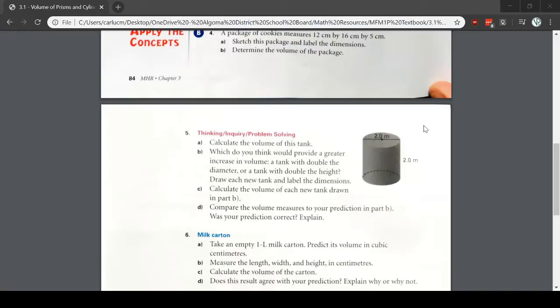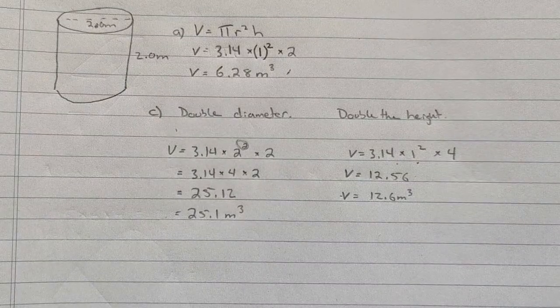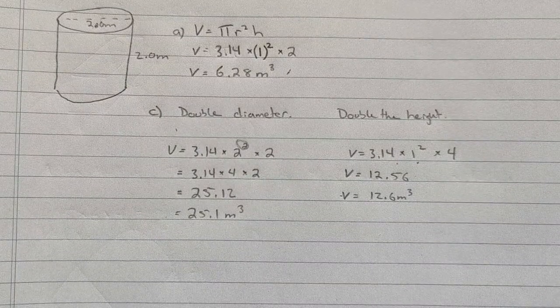Doubling the height is not the right answer. The diameter doubling is bigger because of this here. So when we double the diameter, what you actually do is you're multiplying it. You double something, you're multiplying it by 2.